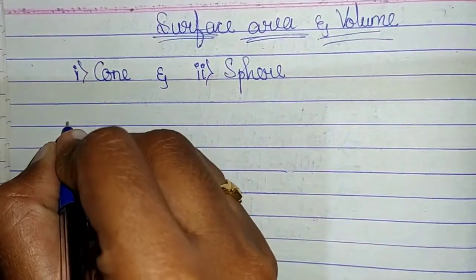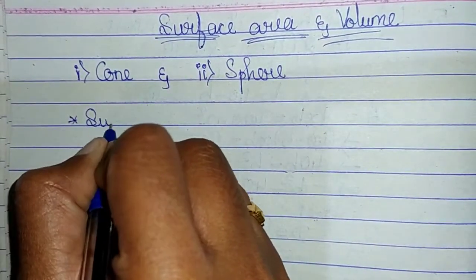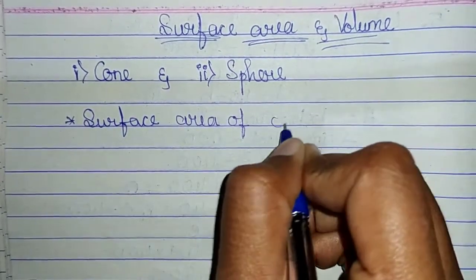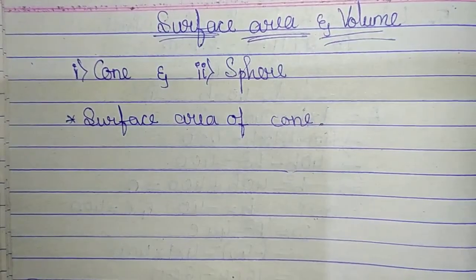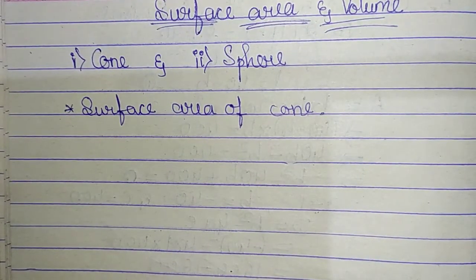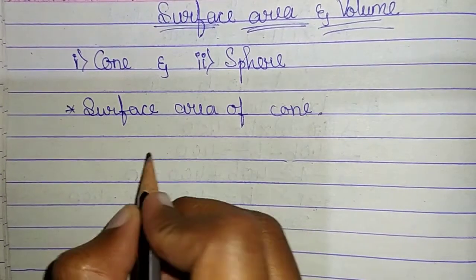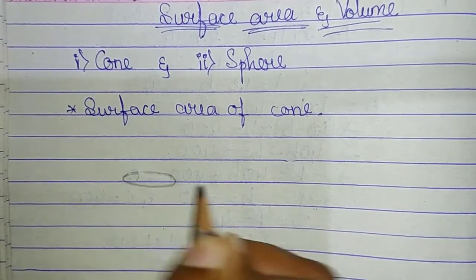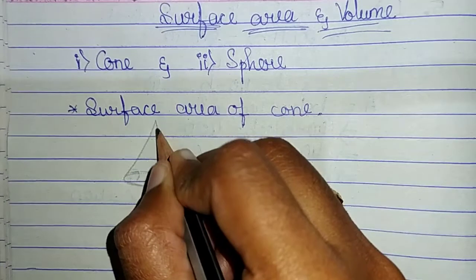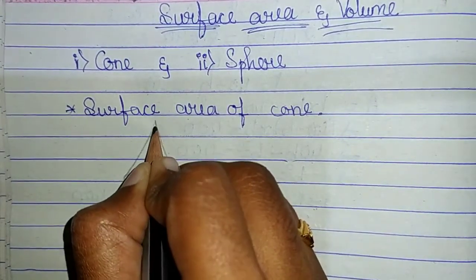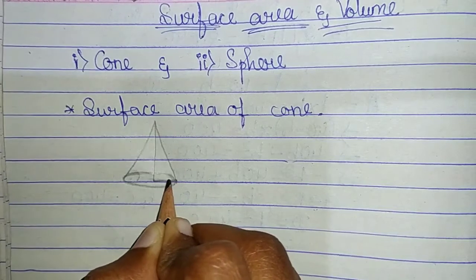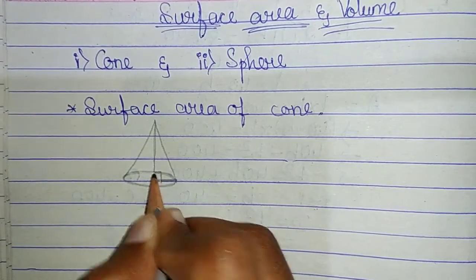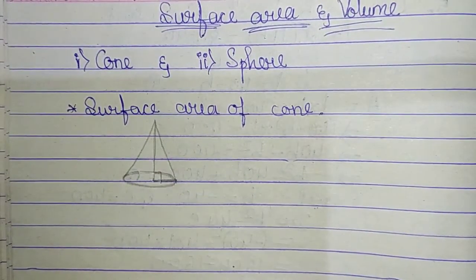So first let us look at the concept of surface area of a cone or a right circular cone. Surface area of cone. When we say right circular, it means if this is the circular part or the bottom part of our cone, then the angle made here with the circular part and to the tip of the cone is always 90 degrees. So this is a right circular cone.